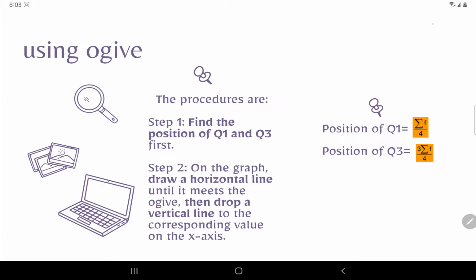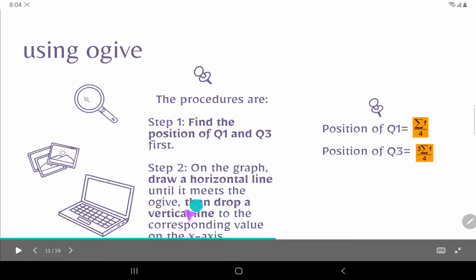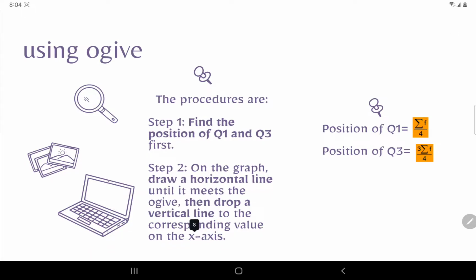The second way to find Q1 and Q3, quartile for grouped data, is using the OGIF. This is the procedure. The first is to find the position of Q1 and Q3, using the same formula as before. Then on the graph, draw a horizontal line until it meets the OGIF. Then drop a vertical line to the corresponding value on the x-axis. Let's look at an example.